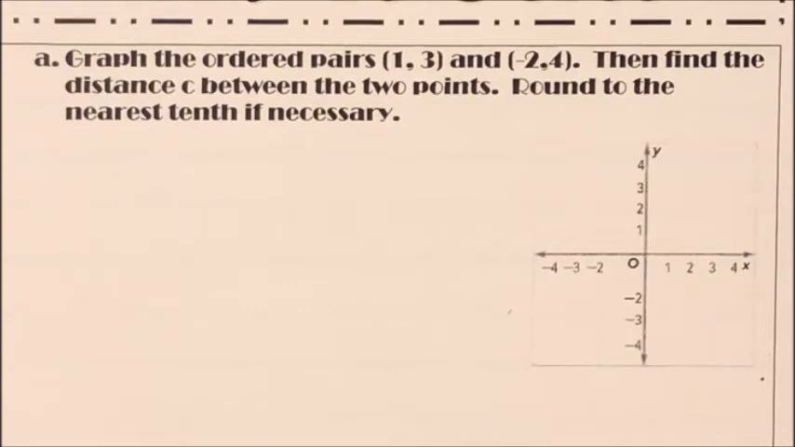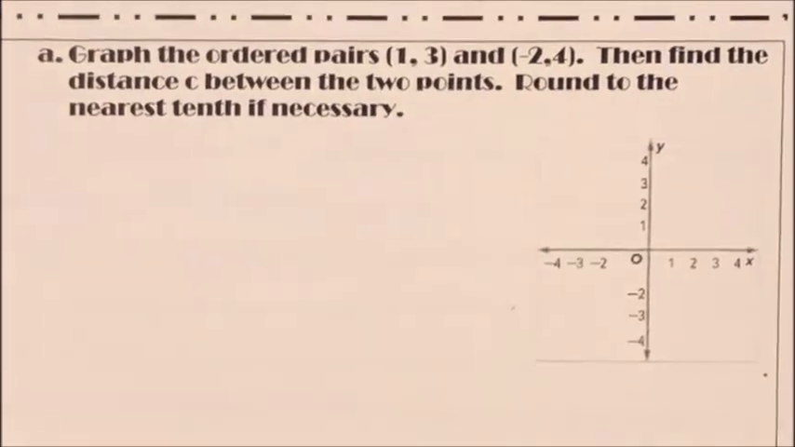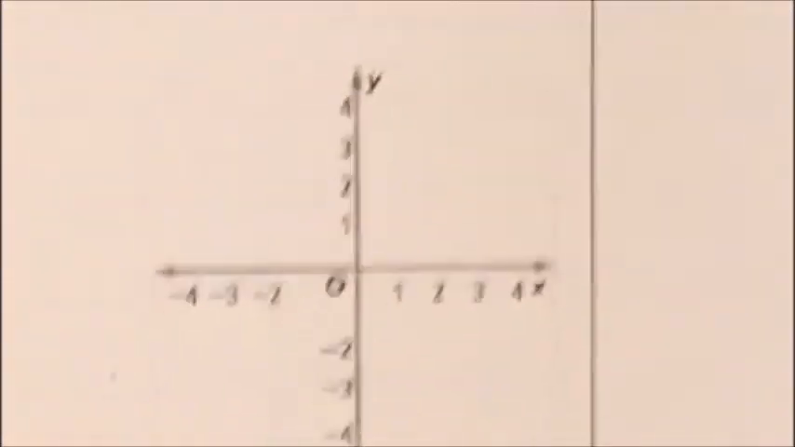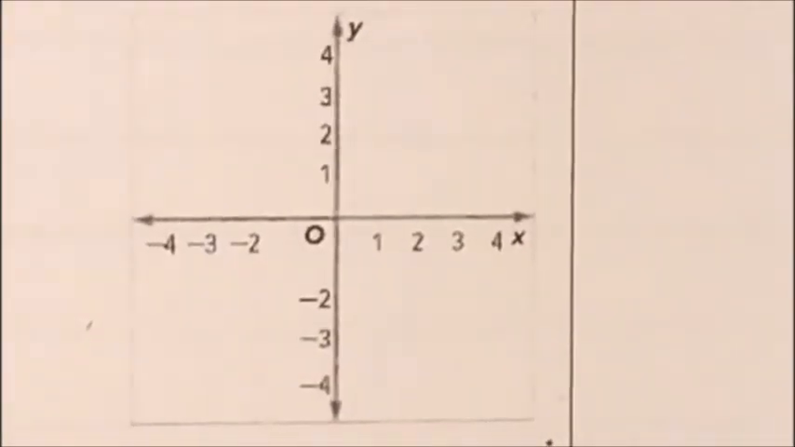All right, now that you've had a chance to try out the try-it problems, let's go over the answers together. Letter A says graph the ordered pairs (1, 3) and (-2, 4). Then find the distance c between the 2 points. Round to the nearest tenth if necessary. So the first thing that I want to do is actually graph these 2 points. My first point is (1, 3). And my second point is (-2, 4).